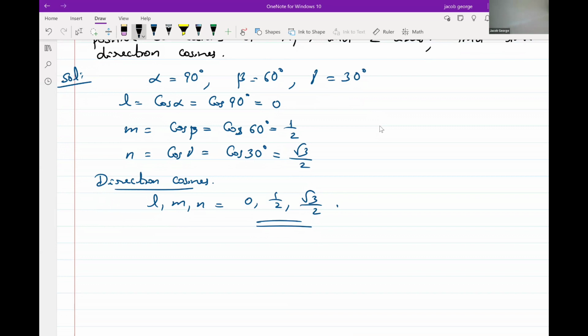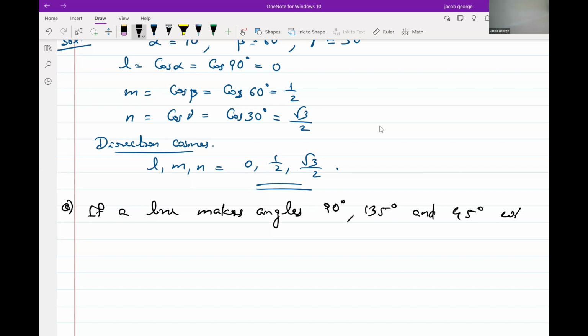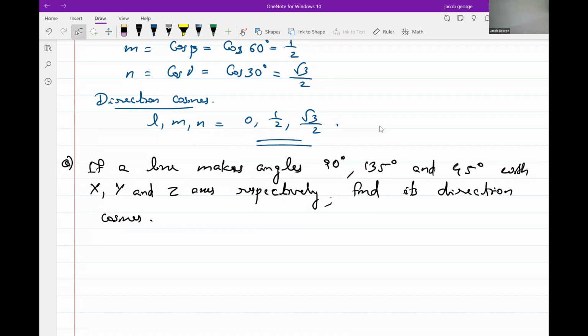It is also from 11.1. If a line makes angles 90 degree, 135 degree and 45 degree with the X, Y and the Z axis respectively, then find its direction cosines.